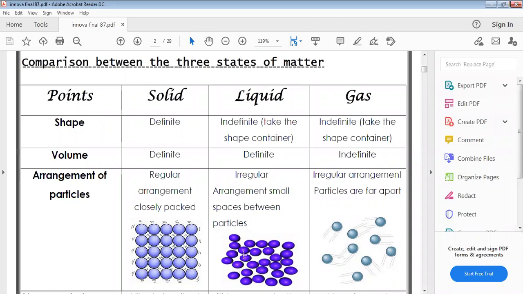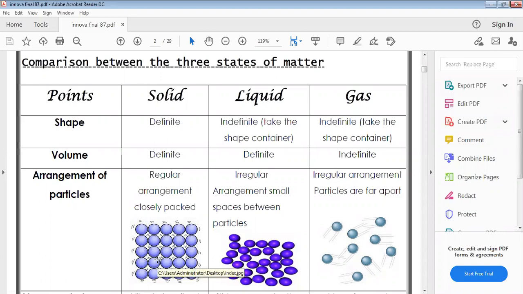What about the liquid? It has an irregular shape and there are small spaces between the particles, but they are touching each other. What about the gas? The gas has an irregular shape and the particles are far apart from each other. There are large spaces between them. So again, for the arrangement: regular, irregular, and for the solid you can add closely packed.